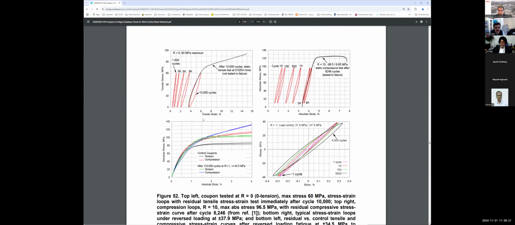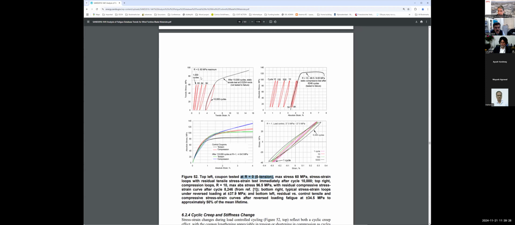Here on the top you see R equals 0, so tension fatigue. On the right hand you have R equals 10, so tension-compression. And down there on the right is the result from reverse loading, R equals -1. This is to verify what you said during your presentation about the loops and the shift because of the creep. We see creep at R equals 0.1, but there is no creep at -1. That's right, that's what I was trying to say.